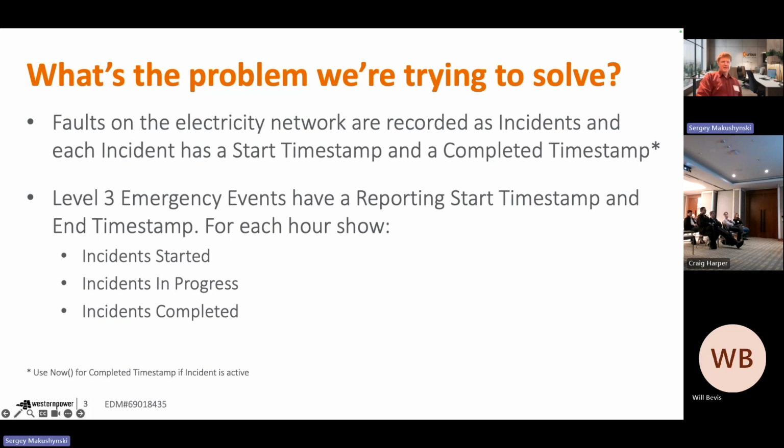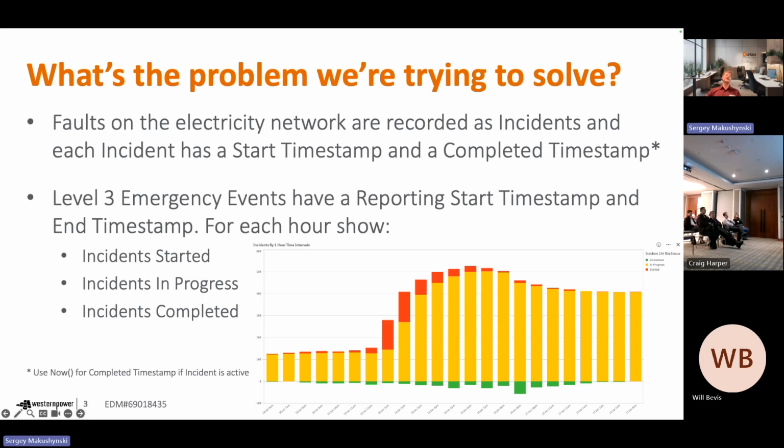What we want to be able to do is, for each hour within that level 3 event, know how many incidents started, how many incidents are in progress, and how many completed. So I want a chart that looks like this, where the yellow indicates the ones that are in progress. Red means these are the ones that were added in. They started in that hour period. And the green ones along the bottom were the ones that were completed.